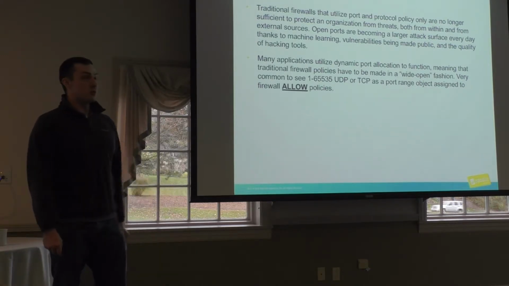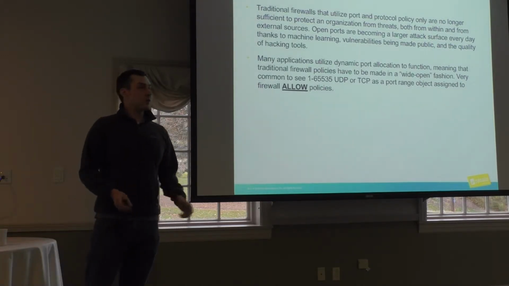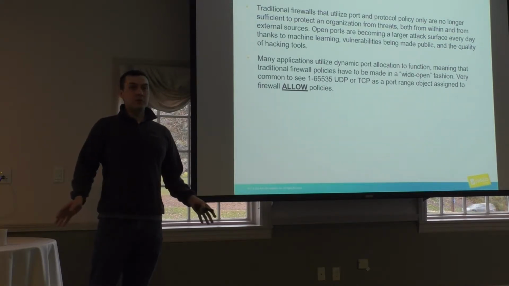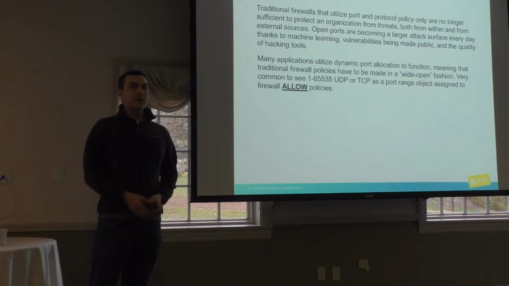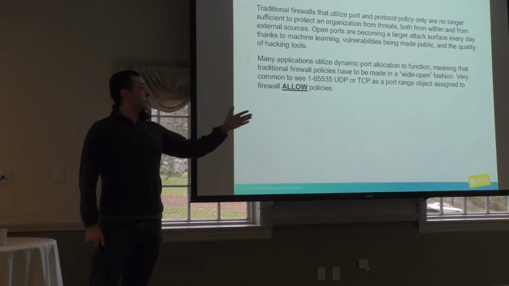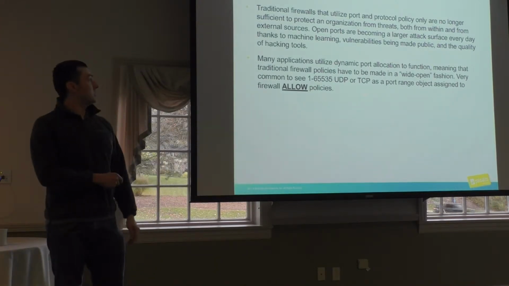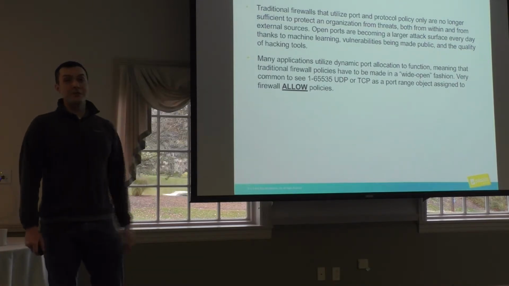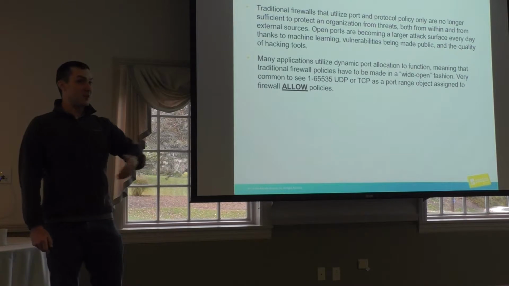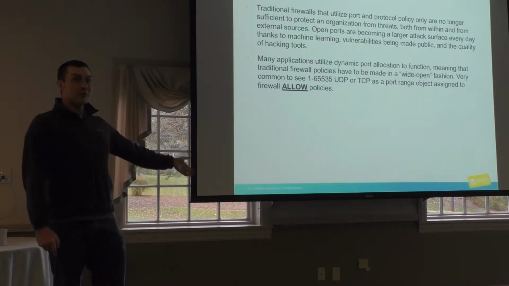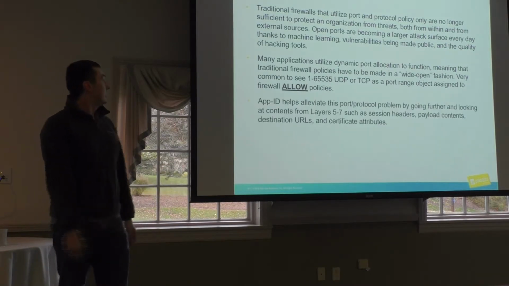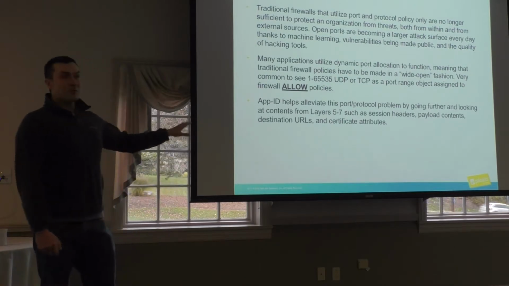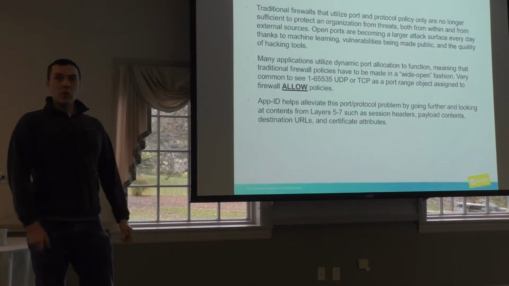So as a consultant, remember, one of the things I said when I was doing my introduction, I've seen some things. I've seen lots of traditional port protocol policies that are pretty much port range 1 through 65,535 UDP TCP on allow policies. So basically that system's wide open. If it opens up a session somewhere, the return flow is going to go right back over whatever port you allow. So App ID helps alleviate this problem by going one step further.